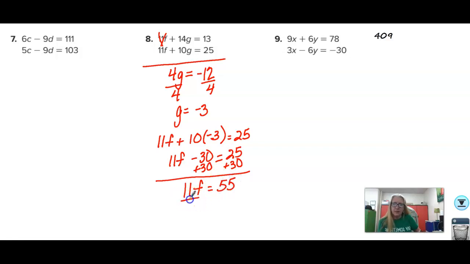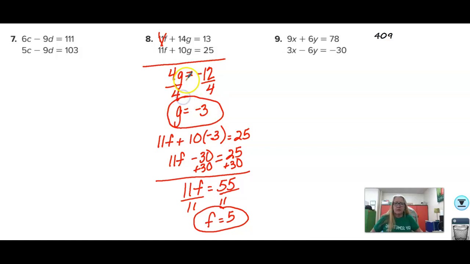Typical book problem. Divide both sides by 11. And we get that f is 5, right? So we know f is 5, and we know g is negative 3. Which letter comes first? A, B, C, D, E, F, G. F comes first, so we would do (5, negative 3). And that's our solution.